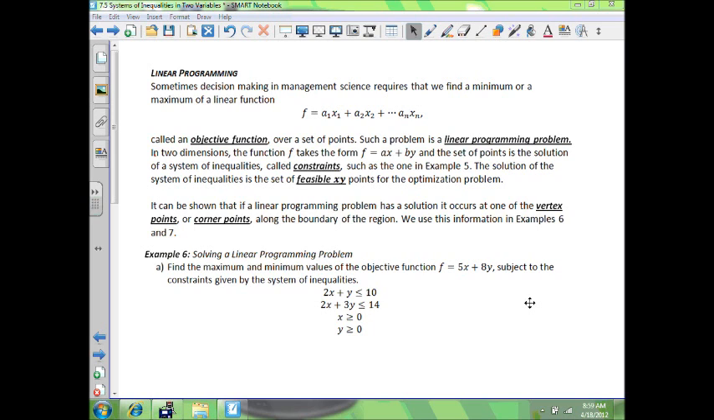It can be shown that if a linear programming problem has a solution, it occurs at one of the vertex points or corner points along the boundary of the region. We use this information in examples 6 and 7.